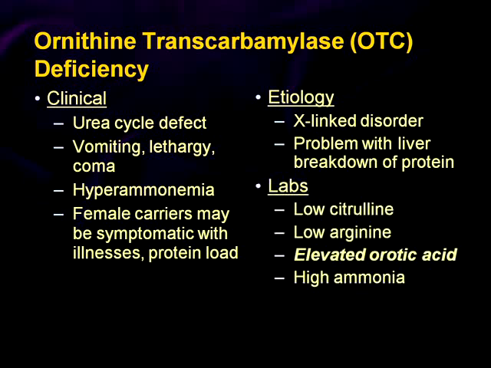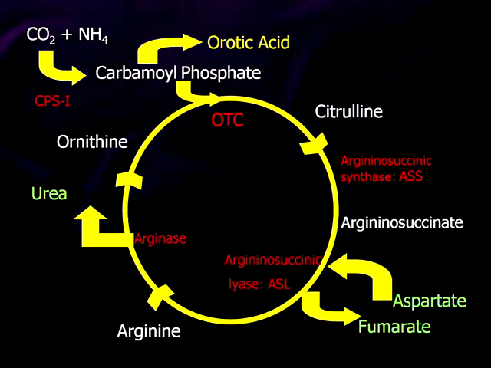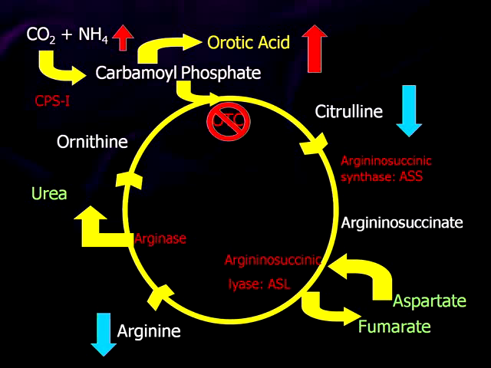Again, it's X-linked, problem with breakdown of protein. Now we're going to have low citrulline, low arginine, and now we're going to have an elevated orotic acid rather than low, normal to low. And we're going to have a high ammonia. All right, so here's OTC. You're going to back up the system with high ammonia and high orotic. Both of those are behind the block. Citrulline's on the other side, so it goes down, and arginine goes down. So that's OTC.